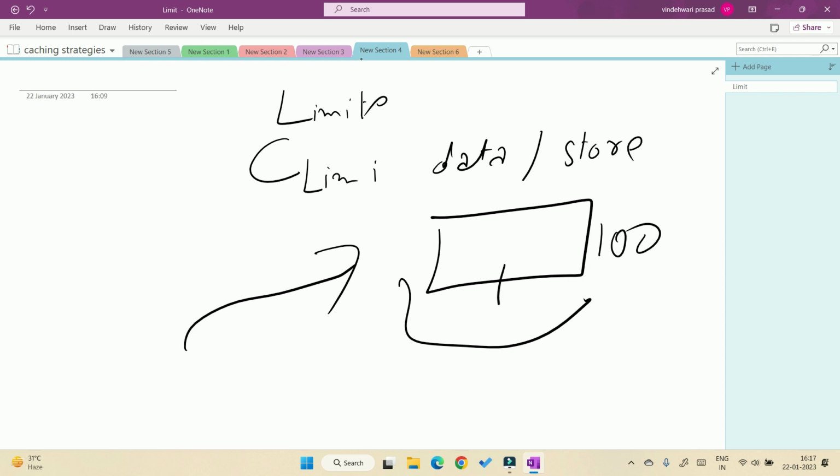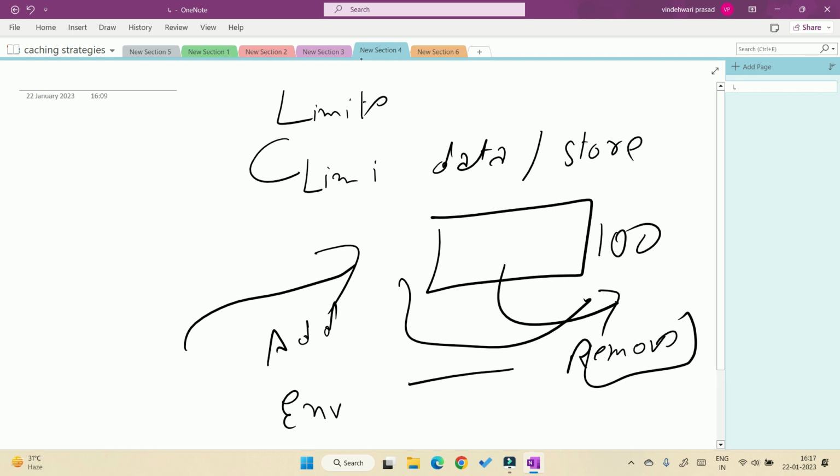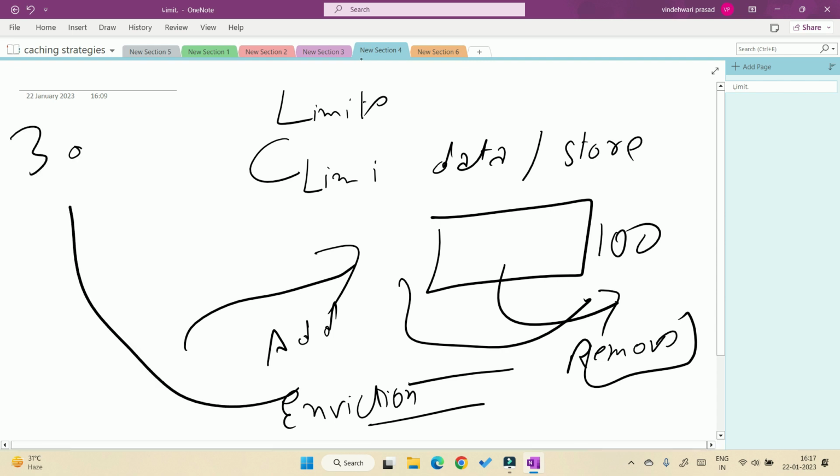The cache has to remove some data to add this new data. This removal of data from the cache is called eviction. And how does this eviction happen? It happens in three different ways.